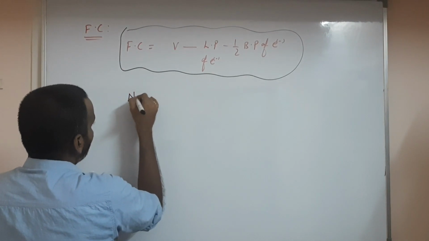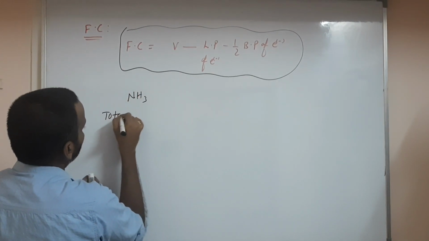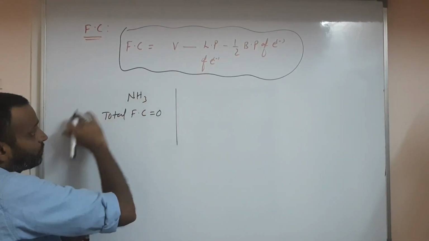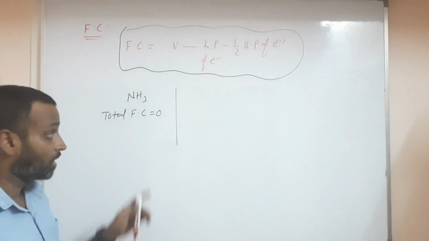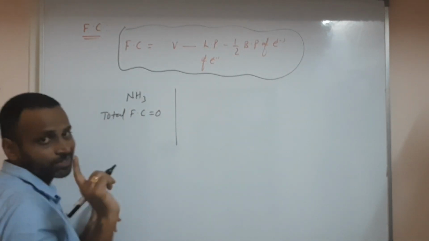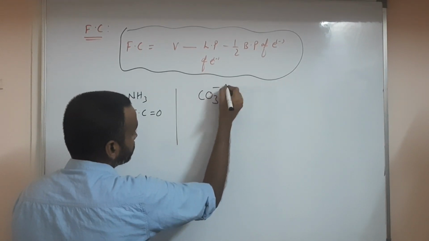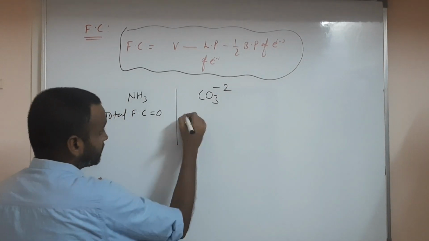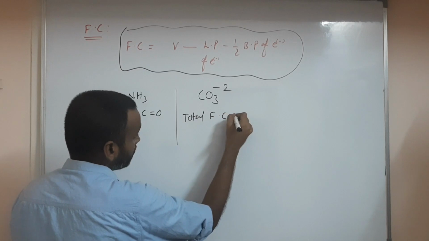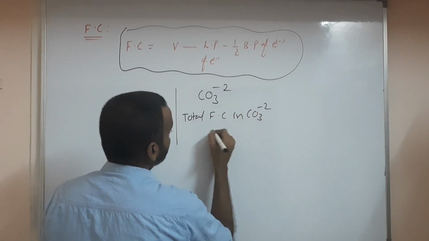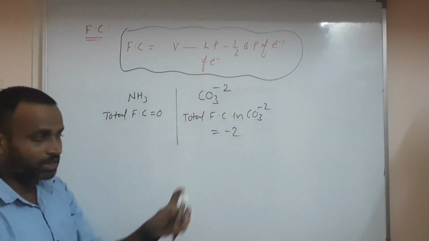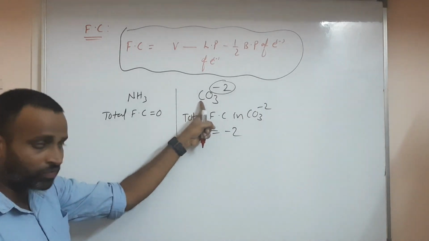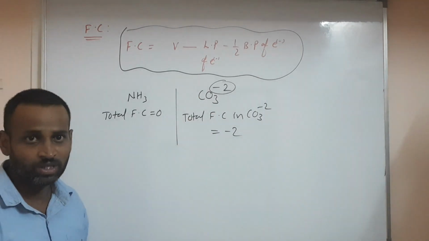Suppose NH3: the total formal charge is 0. Maybe nitrogen has a different formal charge and hydrogen has a different formal charge, but the overall formal charge of ammonia is 0. What is the total formal charge in CO3 2-? It is minus 2, the charge you have. That is the total formal charge. But individually carbon has a different formal charge and oxygen has a different formal charge.